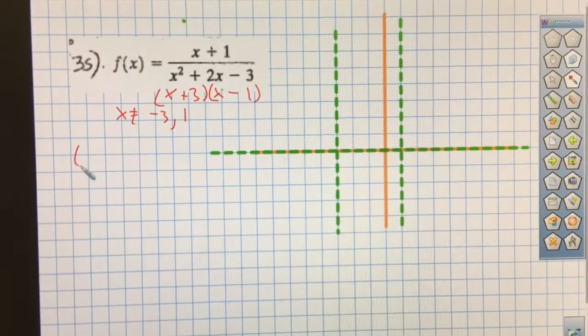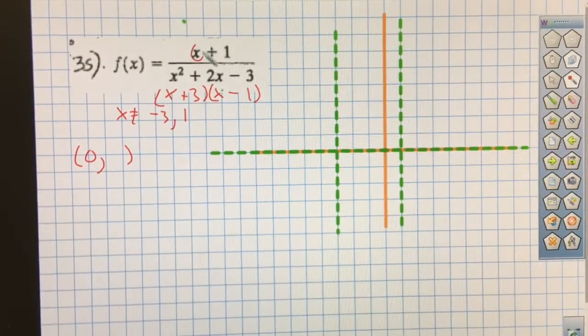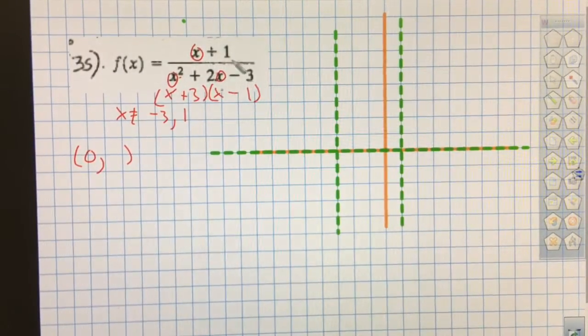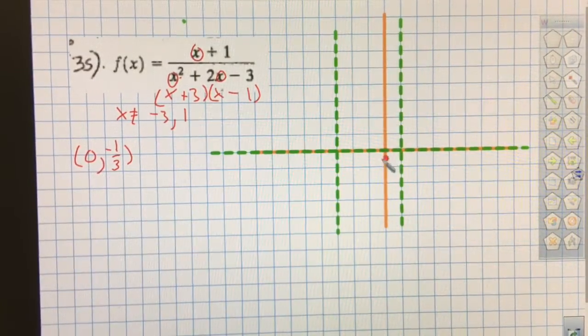I'm going to start to locate my intercepts, so I'm going to plug 0 in for x. When I plug 0 in there, 0 in there, and 0 in there, this is 0 plus 1, and that's 0 plus 0 plus negative 3. That's going to give me negative 1/3. So I know there's a y-intercept at 0, negative 1/3.